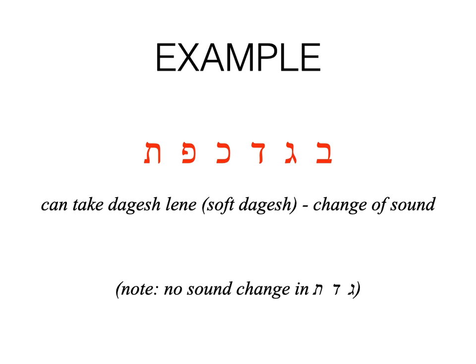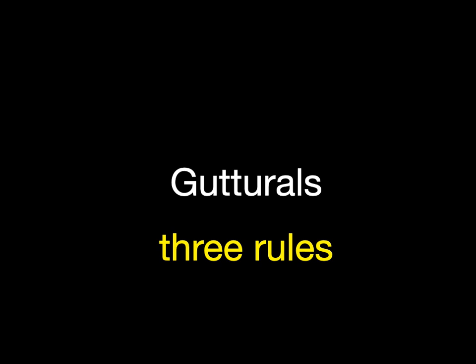Now, back in the day and also in certain areas, they still try to preserve all the changes in all of these Begat Kefat letters. So that's all you need to know about Begat Kefat letters, that they can change, they can take Dagesh Lene, the soft Dagesh, which it really only changes their sound. It has nothing to do with doubling. If you see the Dagesh in any other letter outside of Begat Kefat, it is always indicating doubling of that letter. Let's move on to gutturals.